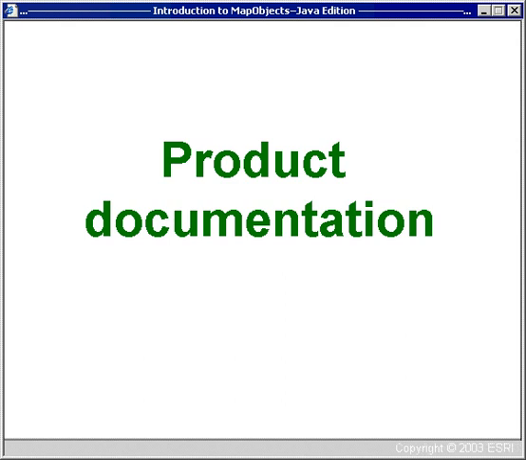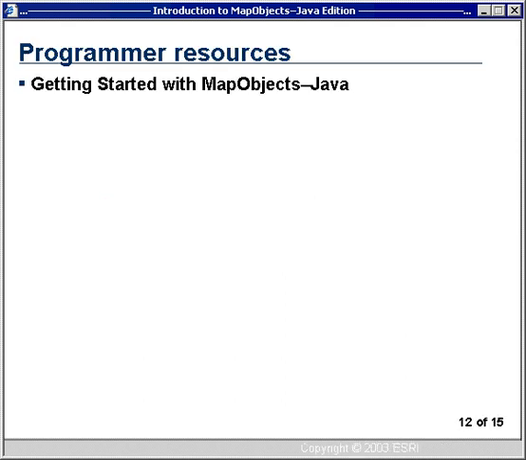Now I'd like to discuss some of the product documentation that comes with the product. First of all, you receive the Getting Started with MapObjects-Java. This is a PDF that comes on the CD. And it's really a quick start tutorial with step-by-step instructions for building a simple application using JBuilder, Sun ONE Studio, and the Java 2 SDK. It's really a great starting point for someone new to the product.